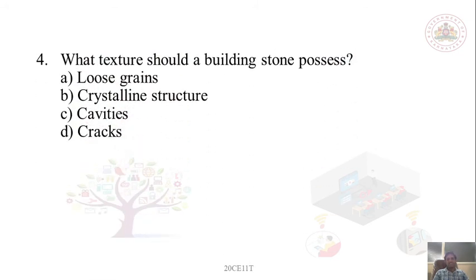So what texture should a building stone possess? Loosely grained, crystalline structure, cavities, cracks. Loosely grained is not a characteristic or requirement of a stone. Cavities should not be there in the stone. Cracks should not be there. The answer must be B, that is crystalline structure. A stone should have a crystalline structure so that it can have good strength.